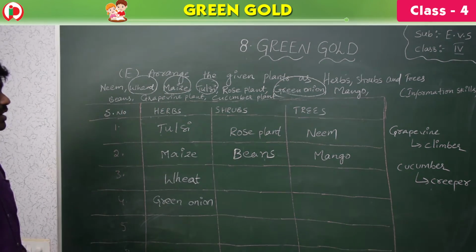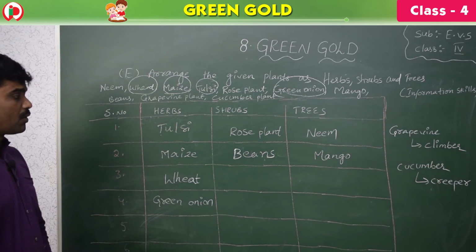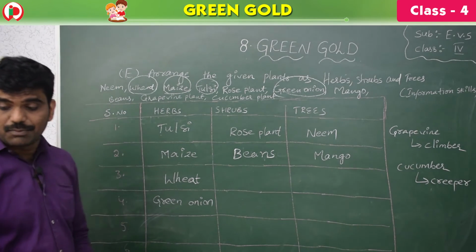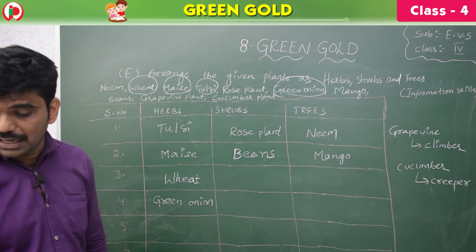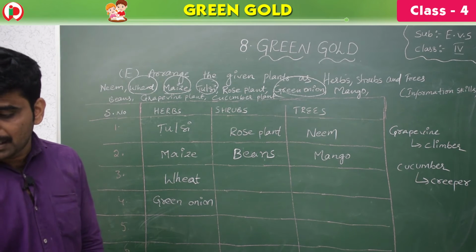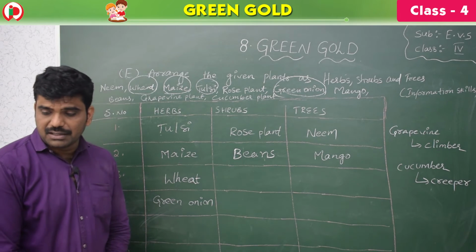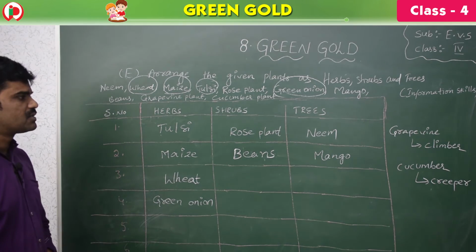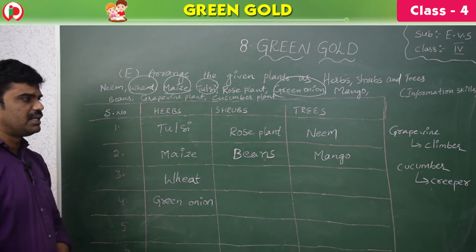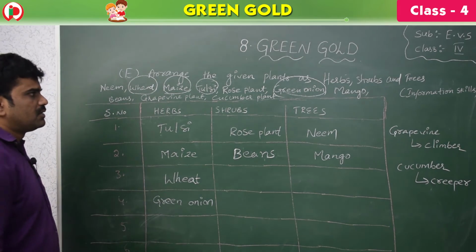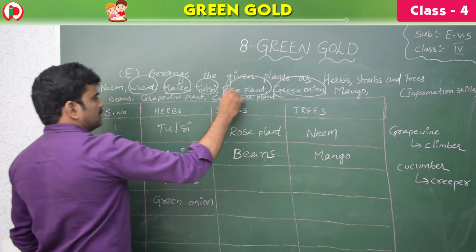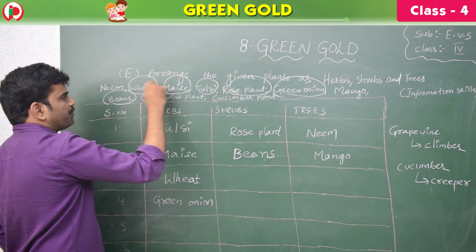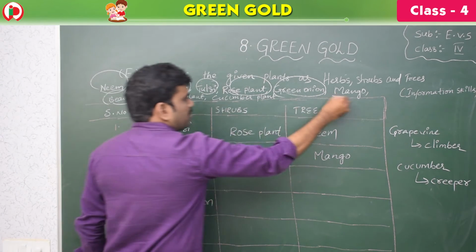Next, coming to the shrubs, here we have rose plant and beans. So what are the examples, children? Rose plant and beans, they come under the shrubs, children. Next one, trees. Neem is a tree. Mango is also a tree. So rose plant and beans are the shrubs. Neem and mango are the trees.